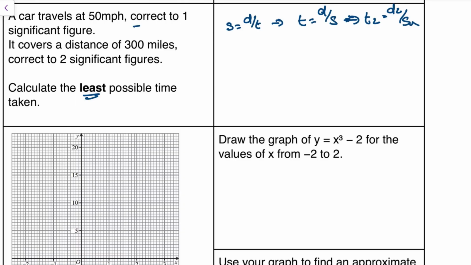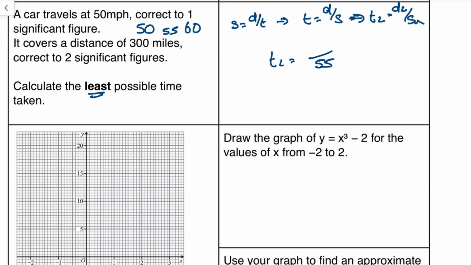If the car is going at 50 miles an hour, remember we want the highest speed to 1 sig fig. 1 sig above is 60, so that's 55. So therefore my time lower is going to be divided by 55. Then I want the lowest distance, so it's 300. So 2 sig fig below is 290. And then I want the value that's in between, so it's 295, so therefore it's going to be 295 over 55.